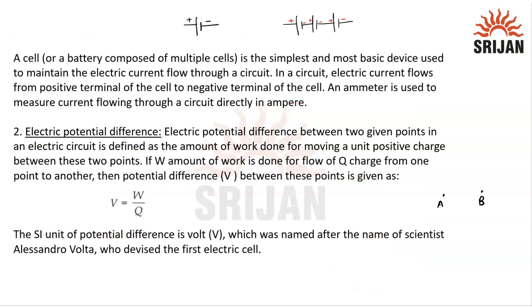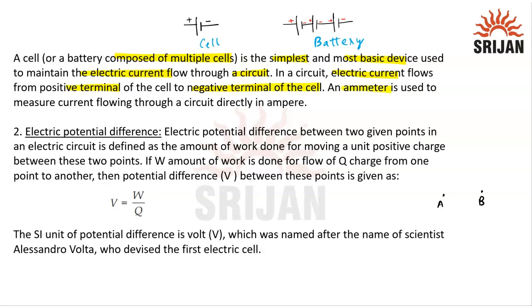Then we have something called a cell. We just saw this one is a cell. A cell is the simplest and most basic device, whereas this is a battery, which is a combination of multiple cells. When we combine multiple cells, we get a battery. So a cell, or a battery composed of multiple cells, is the simplest and most basic device used to maintain the electric current flow in a circuit. In a circuit, electric current flows from the positive terminal to the negative terminal of the cell, as we just saw in the last diagram.